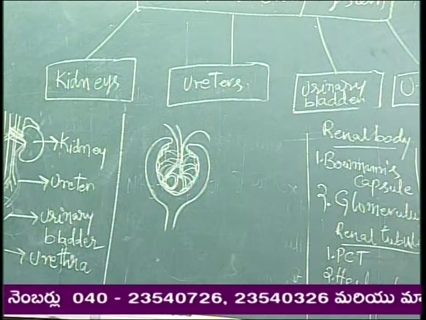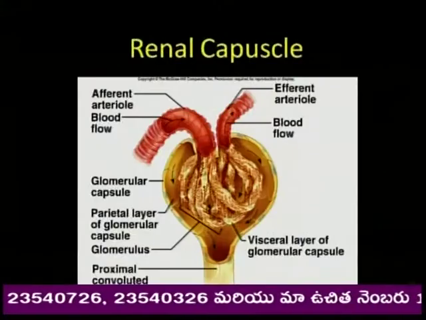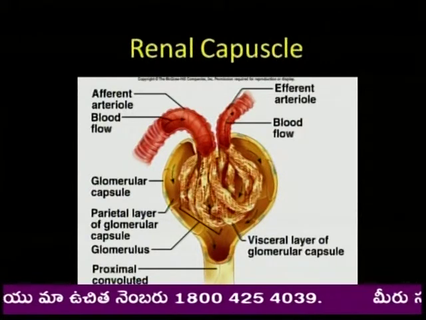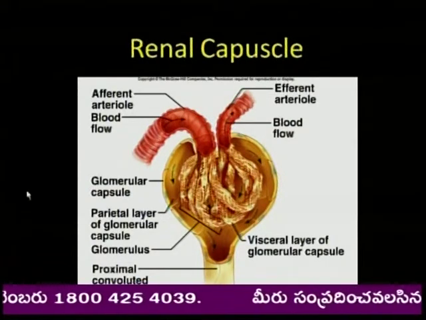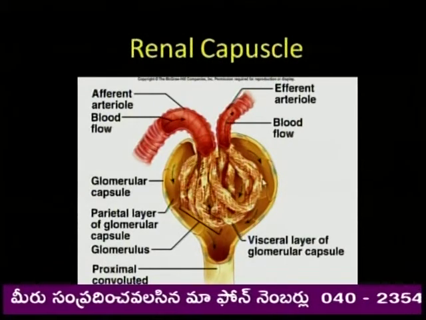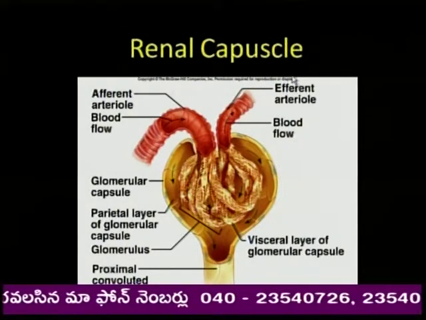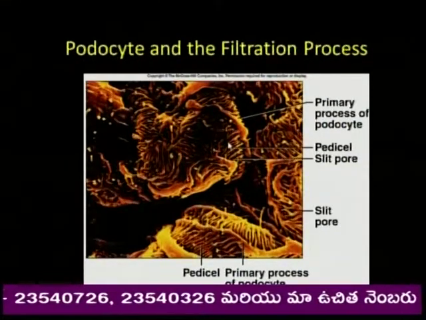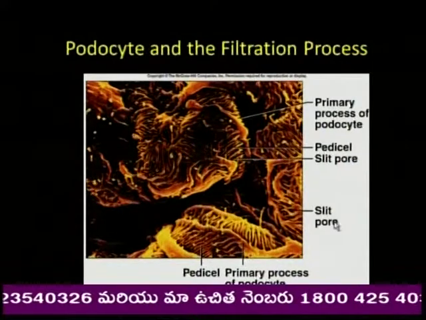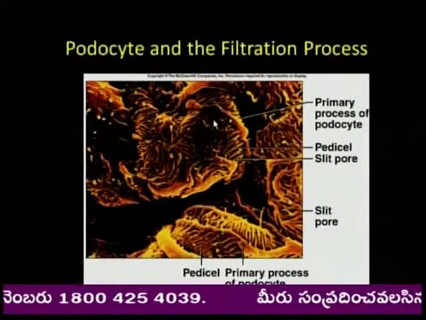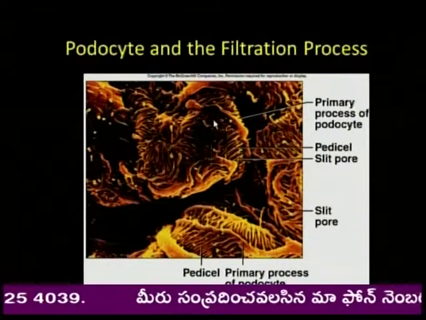Okay, here you see the glomerulus. See the efferent arteriole, glomerulus and Bowman's capsule. See here the podocyte, the filtration process. The podocytes have slit pores that help in the filtration process. Friends, this is about this.